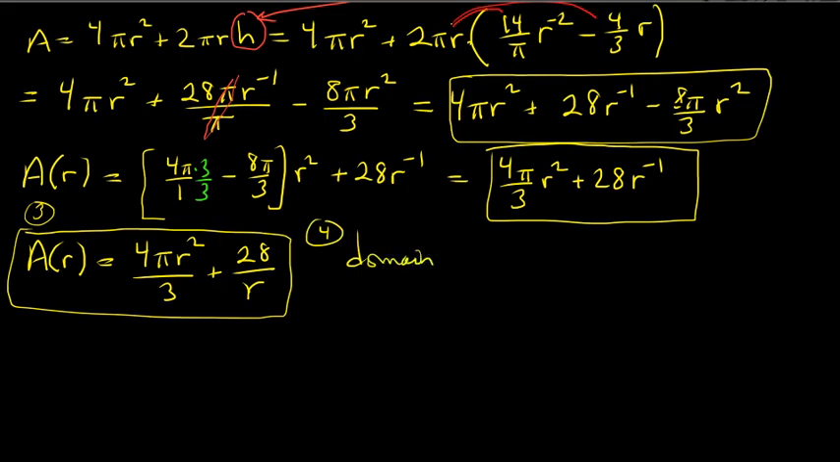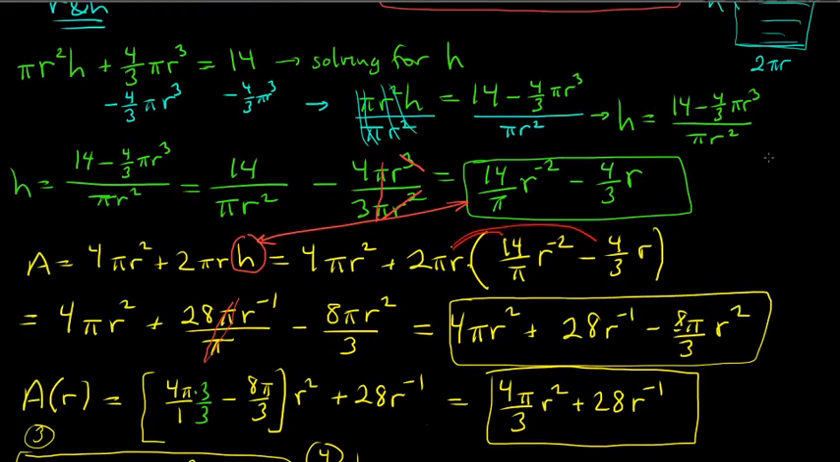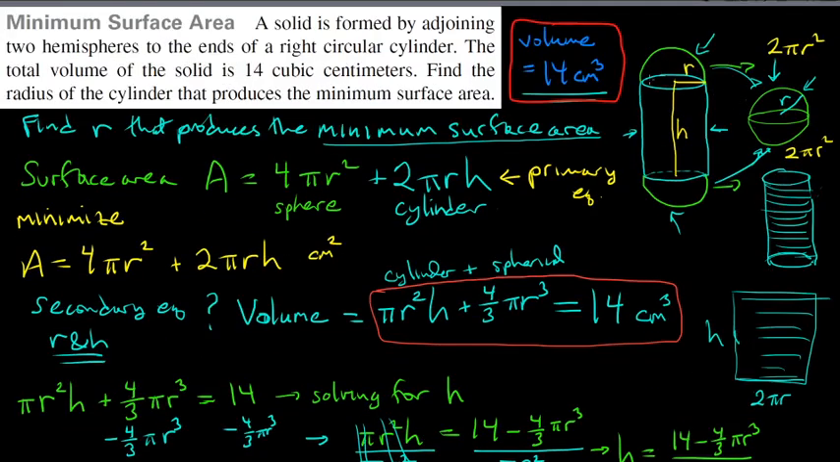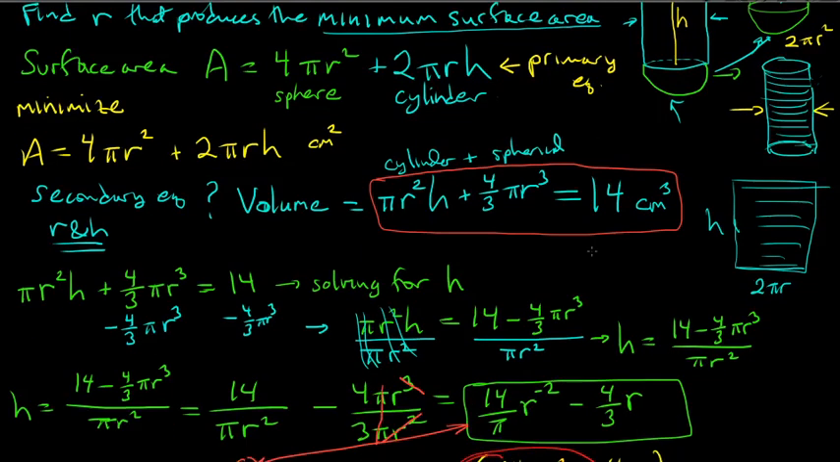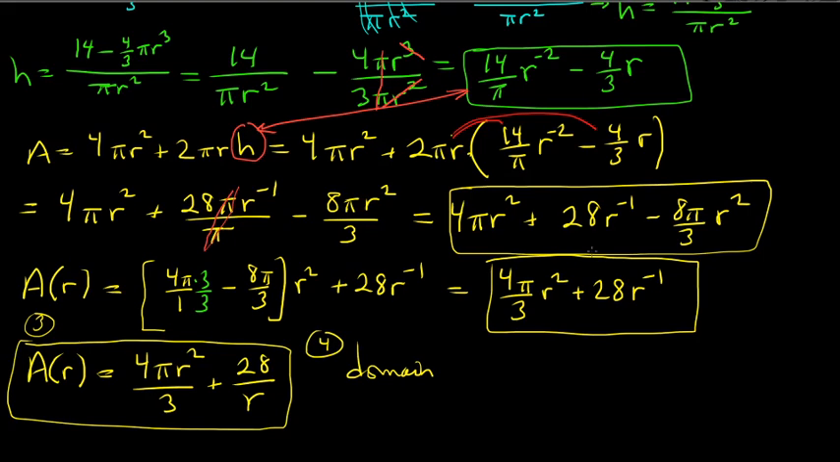So what's the domain of this function? Well, what could the radius be? The radius is the radius of either the sphere or the cylinder. Can it be as small as I want? Can I make the radius 0? Well, if I make the radius 0, that shrinks the cylinder down to nothing. And if there's no cylinder, there's no volume. And we can see that in the equation. r can't be 0 because we're dividing by r.